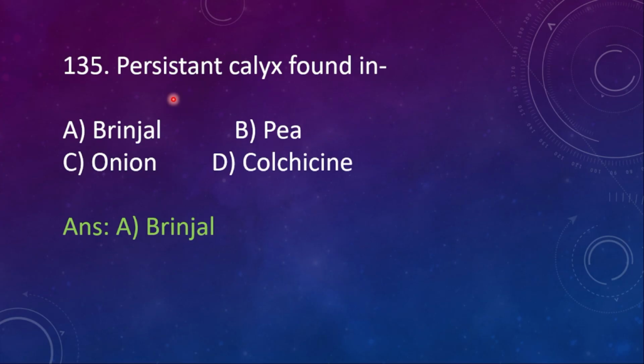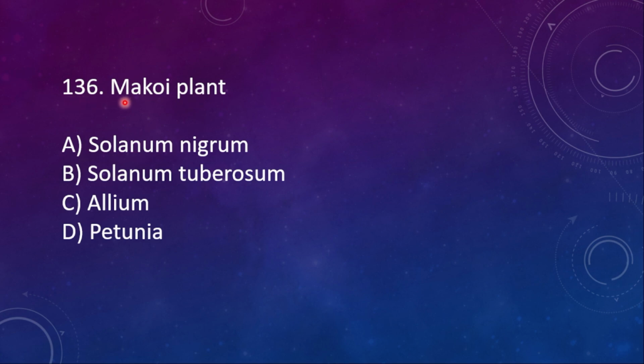Persistent calyx means that after fruit formation the calyx is still present, like the green part on the tomato and the green part on the brinjal. That is called persistent calyx. 136. Makoi plant is: A. Solanum nigrum, B. Solanum tuberosum, C. Allium, D. Petunia. Here the correct option is A, Solanum nigrum, the scientific or botanical name.